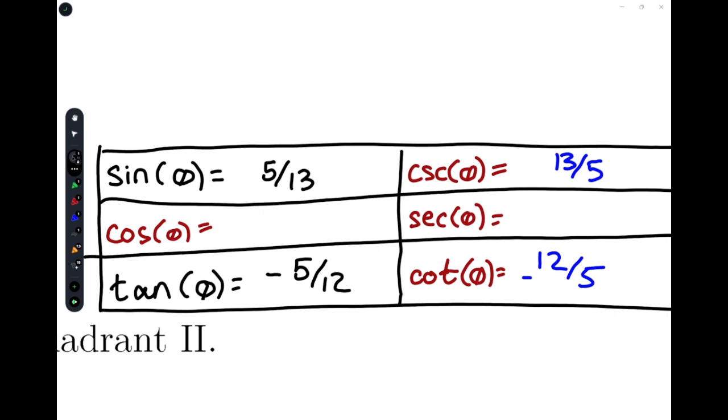They gave us 3 different numbers. What does sine stand for? Opposite over hypotenuse. What does tangent stand for? Opposite over adjacent. And what does cosine stand for? Adjacent over hypotenuse. Do any of the numbers line up that we could just plug in right there and not even have to draw a triangle?